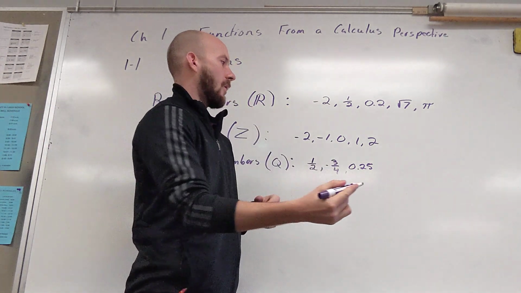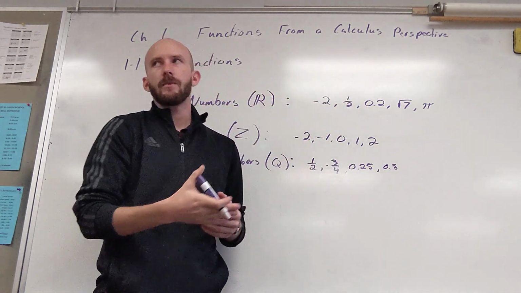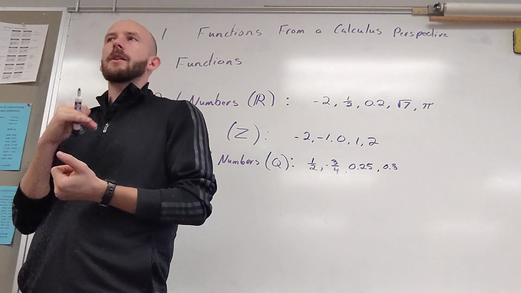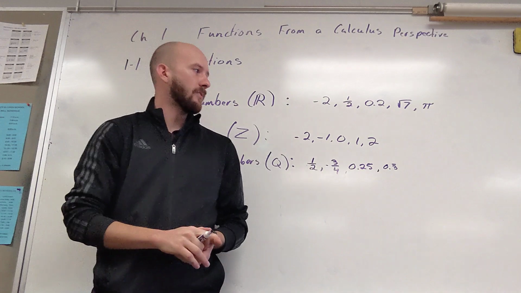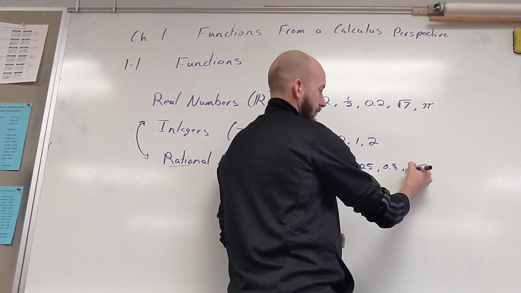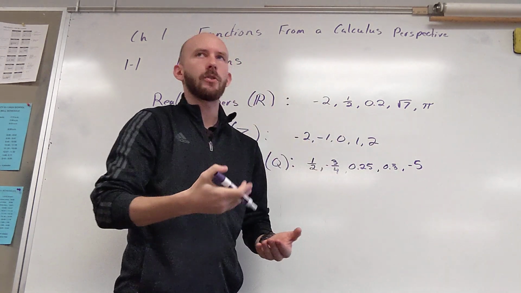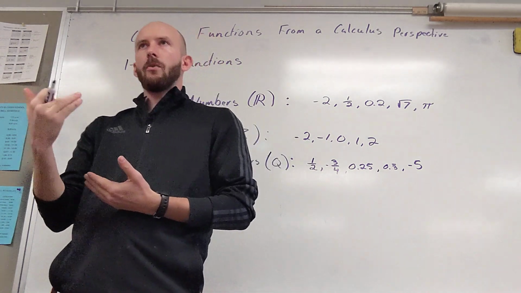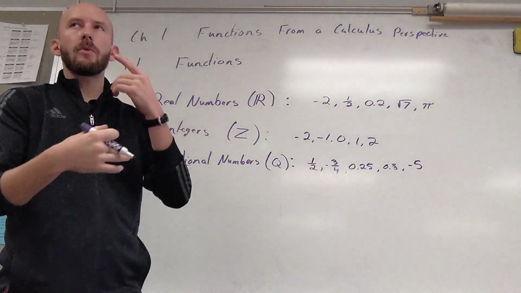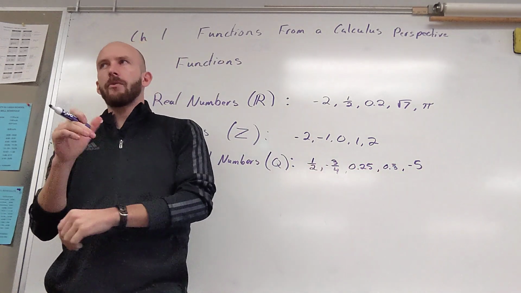Also, if it's a repeating decimal, like 0.3 repeating, that is a third. Any repeating decimal can be written as a fraction. Also, all of your whole numbers can be written as a fraction or as a ratio. You can write that as -5/1, right? So all of these are rational numbers. I generally think of it as fractions, but it's anything that can be written as a fraction.